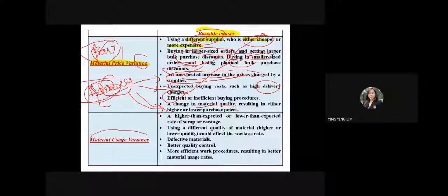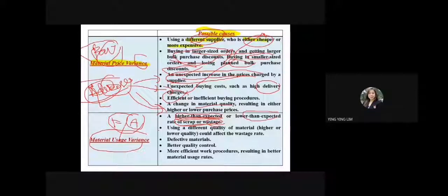Then we look at material usage variance. Usage means that you are using in terms of quantity. It can be either favorable or adverse, depending on the answer that you get. If my answer is adverse, then I can talk about a higher than expected rate of scrap or wastage, meaning your actual wastage rate is higher than what you expected. Or if it is favorable, your wastage is lesser than what you expected.